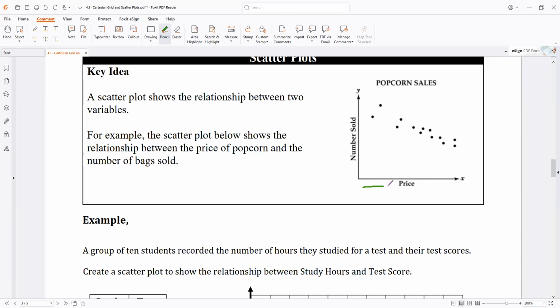Remember, if we continue towards the right, that means the number is going up. And if we continue going upwards, the number is going up. Does it make sense that if the price goes up, the number sold is here? And if the price is down, the number sold is here. Think about it. Going once, going twice.